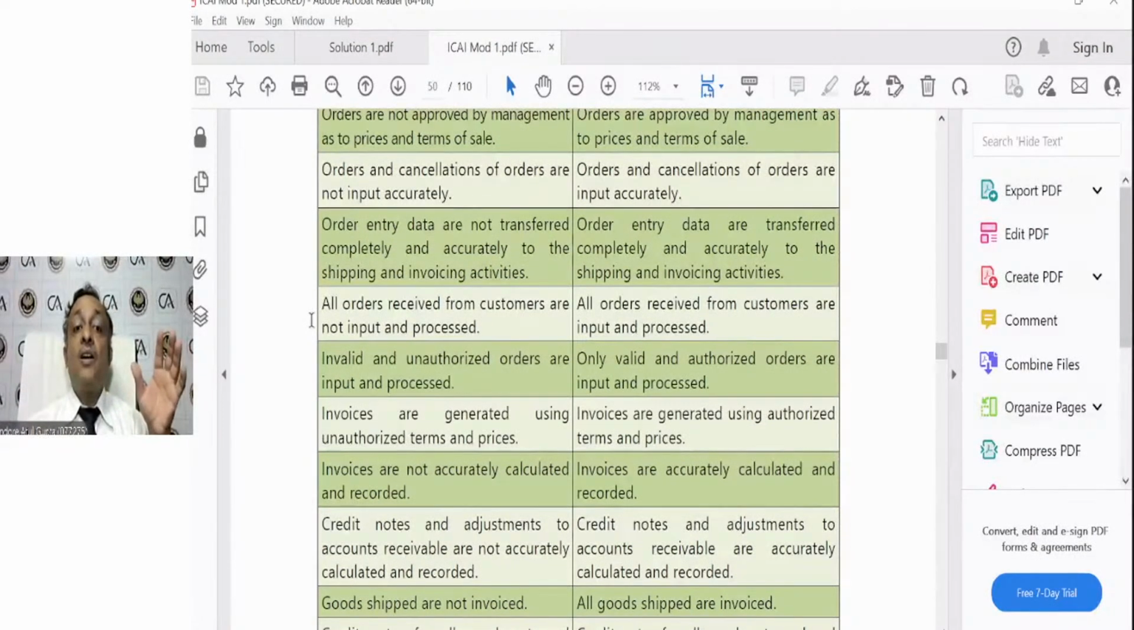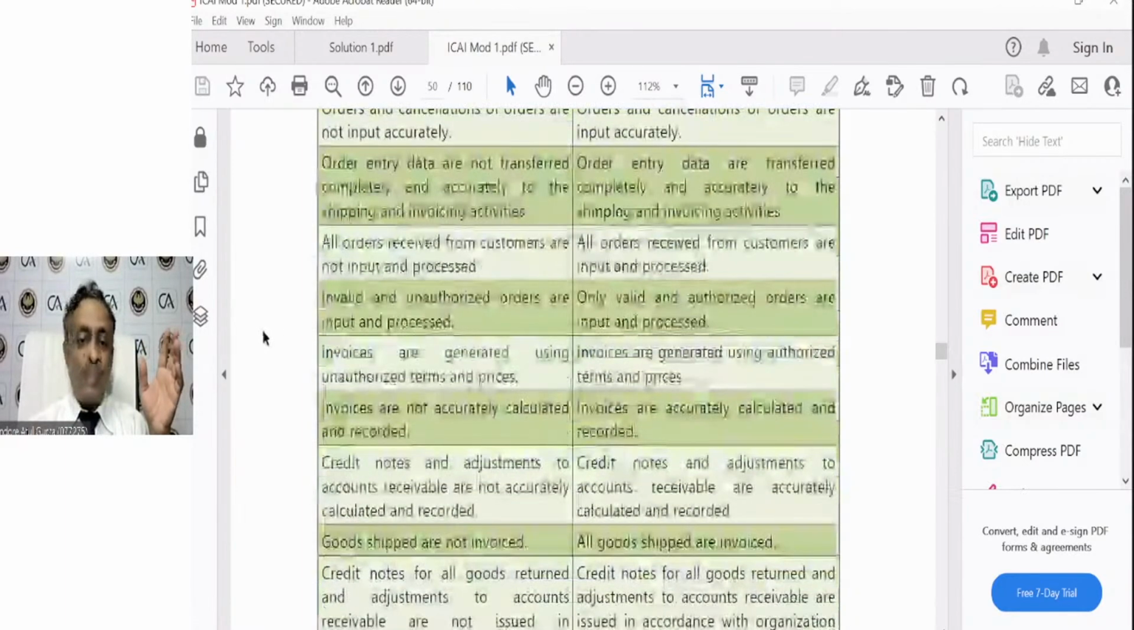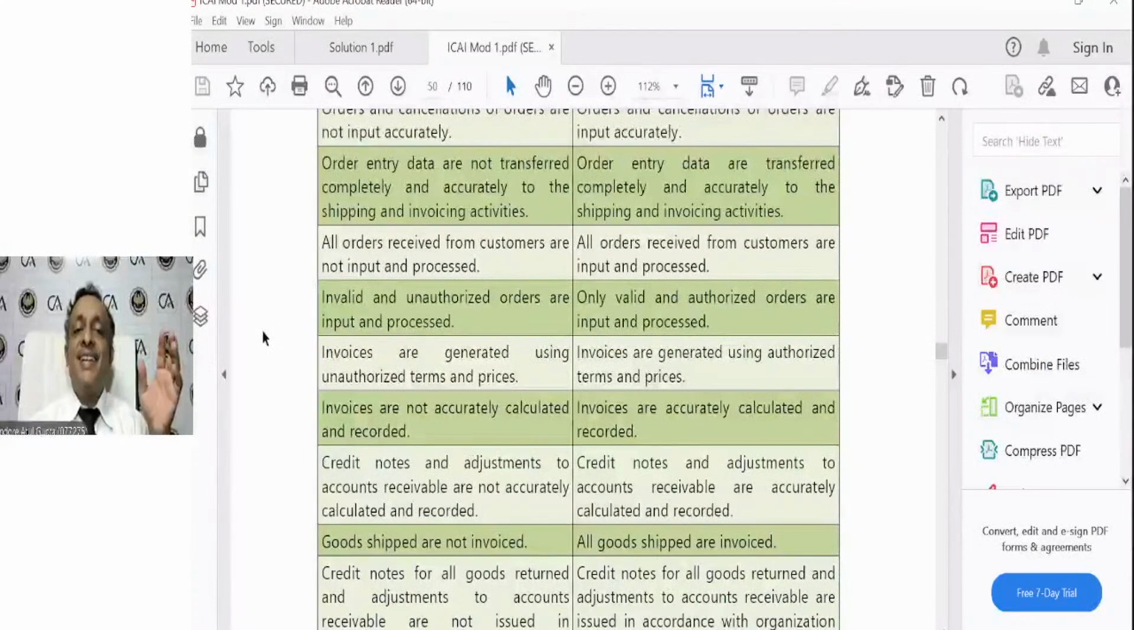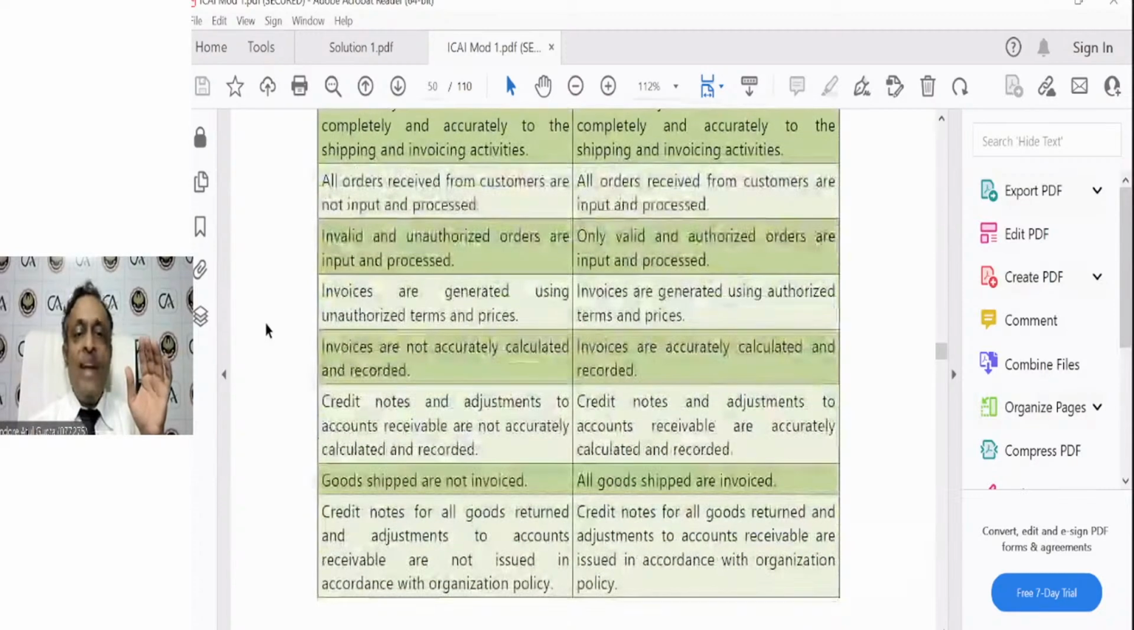Invalid, unauthorized orders are input and processed. It's a fraud. So look for that aspect. Invoices are generated using unauthorized items and for terms and prices. Again, fraud. Look from fraud angle also. Invoices are not accurately calculated and recorded. Again, this can be error as well as fraud. So we have to see whether calculations are done properly or not.